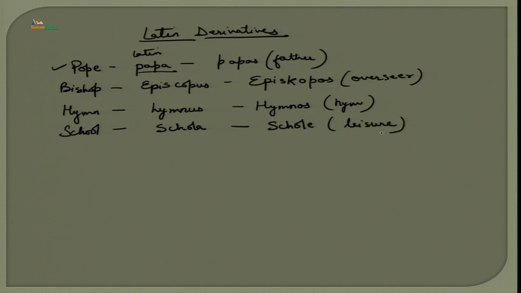So here my dear learners, you have understood that all these Latin derivatives are really very important. School has come from scholar. Pope comes from Papa, Bishop came from Episcopus, and we have more words like hymn that come from the word hymnus. This is the point where you should understand how these things have influenced our way of thinking and the change of pattern, and how this evolution took place.